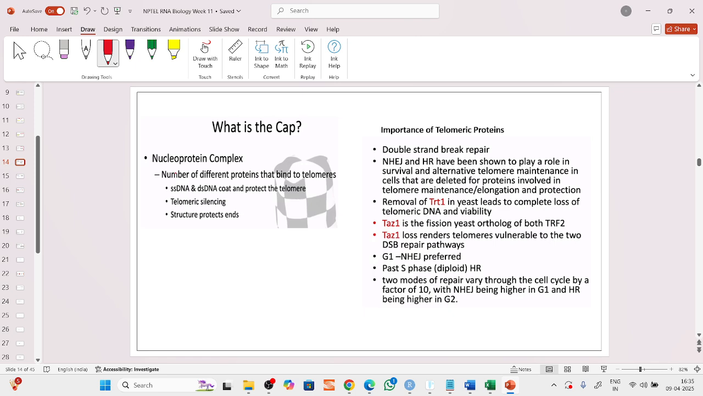Now, the importance of telomeric proteins. I want you to quickly read all the points. There is not very much to explain here. The main concept about telomeres we have already explained. This is just conceptual information that you can just read out. Okay, so just read it.